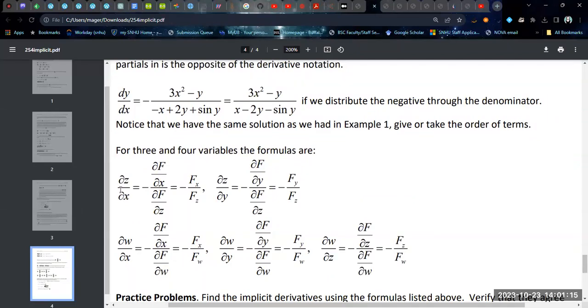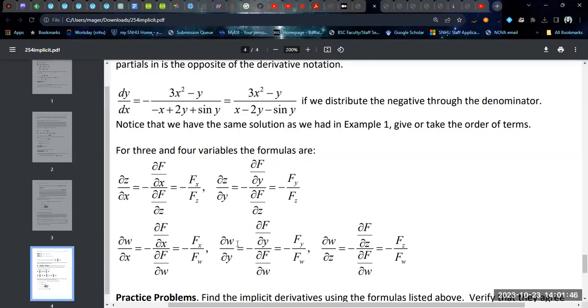So in general, if you did this in the 3 variable case, you would have the partial derivative for z with respect to x would be the big F partial derivative for x over the partial derivative f with respect to z, and then again the minus sign out front. If you're doing the partial derivative for y, it would be del f del y over del f del z, again with the minus sign.